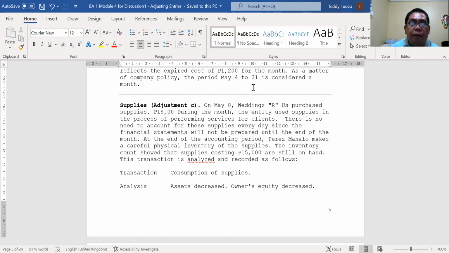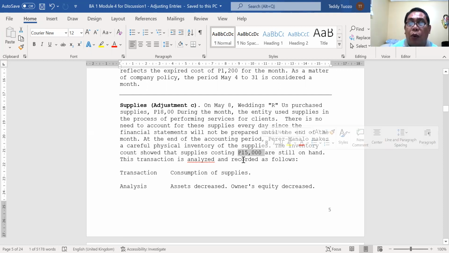So at the end of the accounting period, Perez Manalo makes a careful physical inventory of the supplies before you can determine how much was used or consumed. The inventory count showed that supplies costing 15,000 are still on hand. This transaction is analyzed and recorded as follows. Remember, on May 8, they purchased supplies worth 18,000. But at the end of the month of May, 15,000 remained.